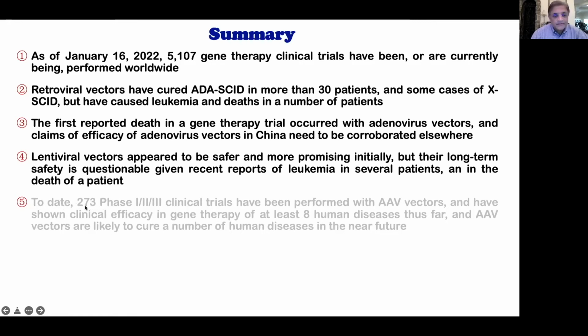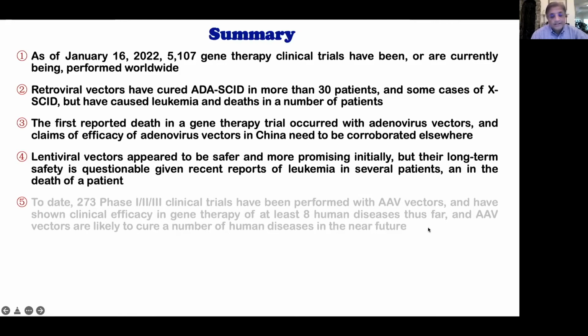Actually, as of this morning, 273 phase 1, 2, 3 clinical trials have been performed with AAV vectors and have shown clinical efficacy in gene therapy of at least 8 human diseases thus far. So this is by far the most attractive vector for gene therapy in humans. And AAV vectors are likely to cure a number of human diseases in the near future.